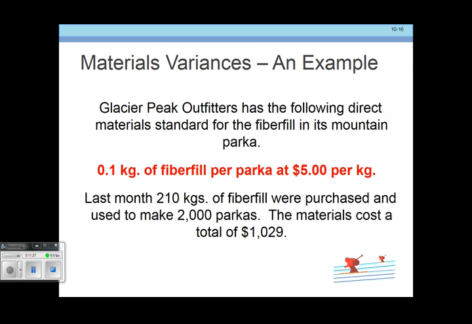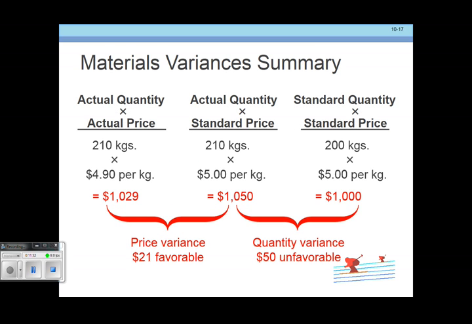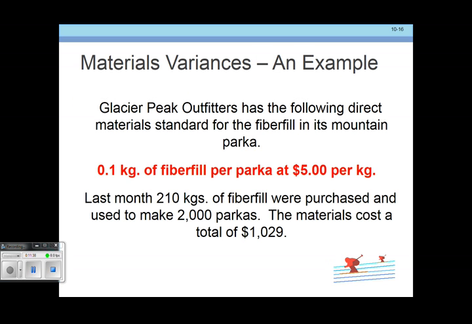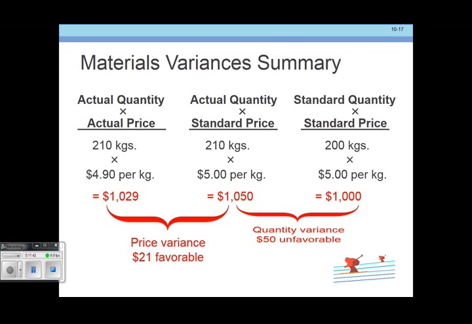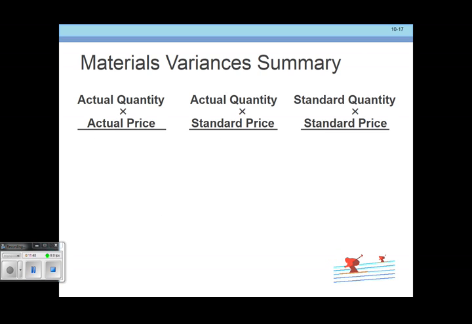Now I'm going to flip back and forth between these next two slides for a second. Notice the 1,029. That actual quantity, actual price, all I had to do is take that material cost was 1,029, and that is the number that's going to be in that far left-hand column. Now in the far right-hand column, I want the standard quantity and the standard price.